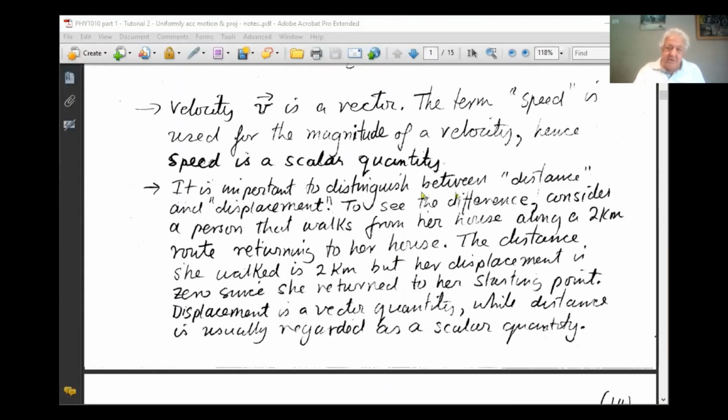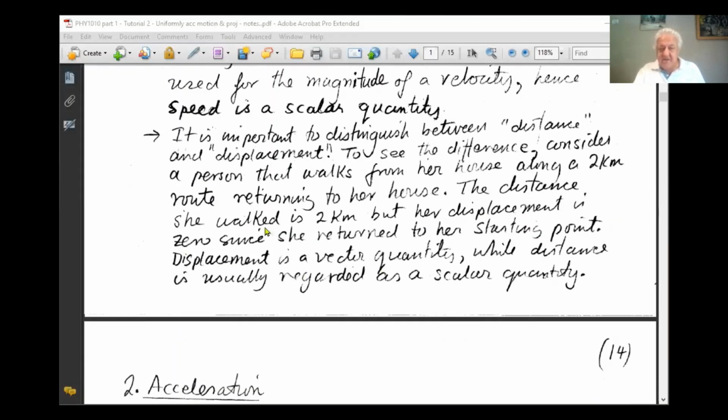We also need to distinguish between the terms distance and displacement. To see the difference, consider a person that walks from her house along a 2-kilometer route, returning to her house. The distance she walked is 2 kilometers, but her displacement is 0 since she returned to her starting point. So displacement is a vector quantity, while distance is usually regarded as a scalar quantity.